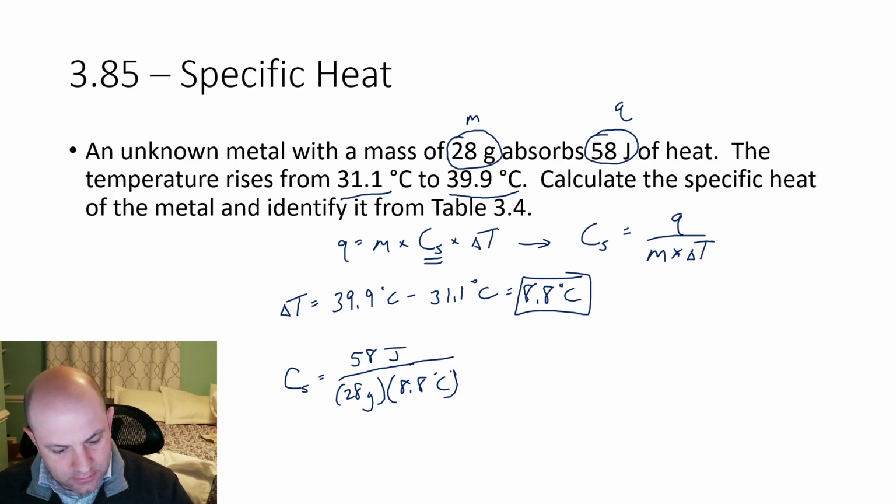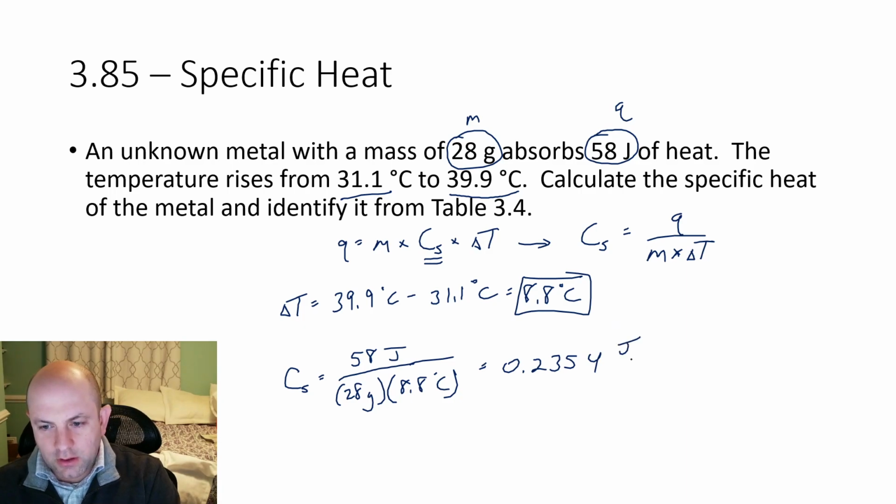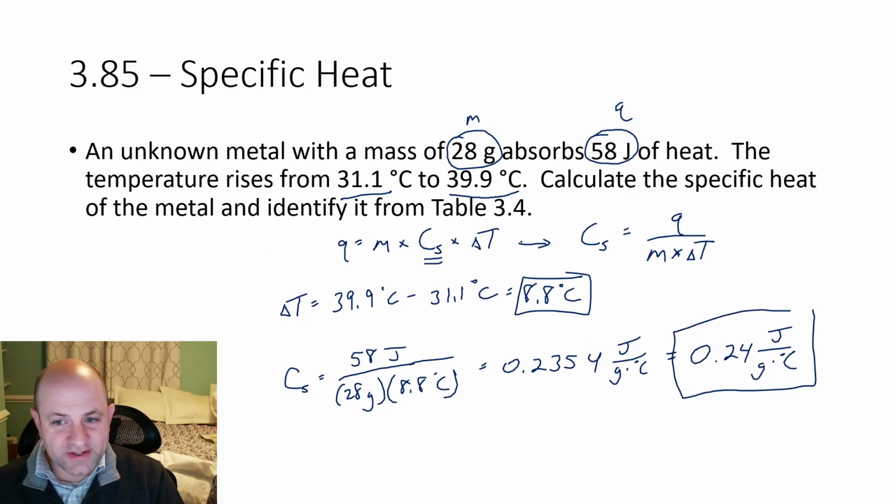All right, so we go ahead and let's just do that math. So 58 divided by 28 divided by 8.8, and we get 0.2354. I'll just leave it there. Joules per gram degrees Celsius. For sig figs, we should only have 2 sig figs. All of these only have 2. So that would be 0.24 joules per gram Celsius. But I wanted to have this one here because this might match up to the book better. The table, I think, gives 3 sig figs, so I wanted to have that there. But this would be the answer you type in for what is the specific heat of the metal.